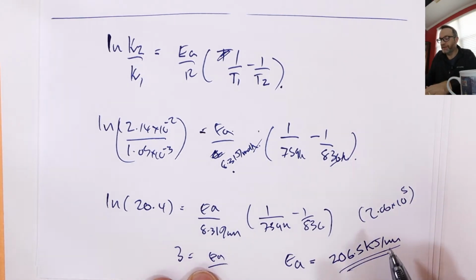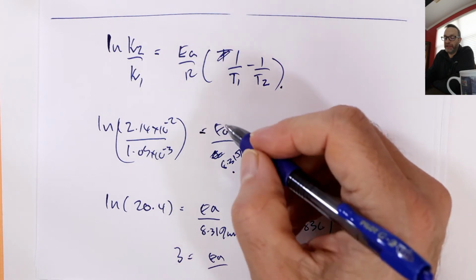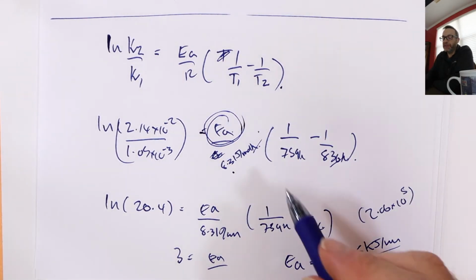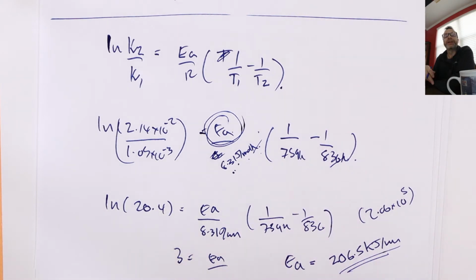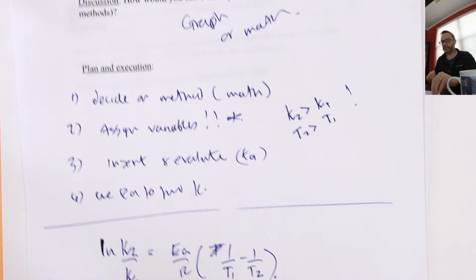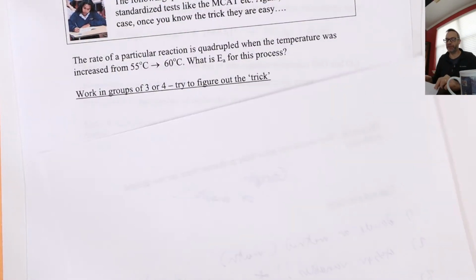So work it through nice and slow. There's your setup, right? We're going to rearrange to make EA the subject. EA, because joules per mole per Kelvin for R will pop out in joules, 2 times 10 to the 5, turn it into kilojoules, 200 kilojoules. Okay, so hopefully that worked. Now, part 2, I haven't got room for it, so I'll do it on the back here.